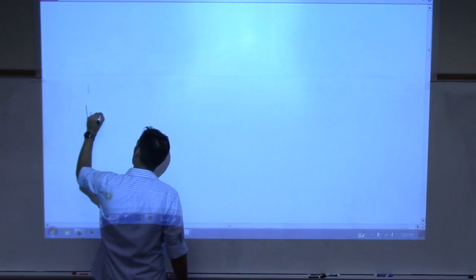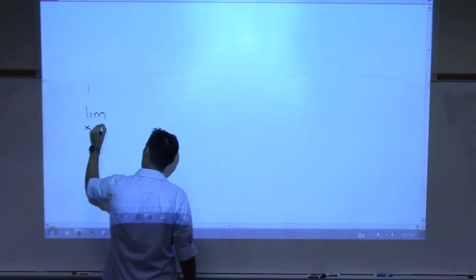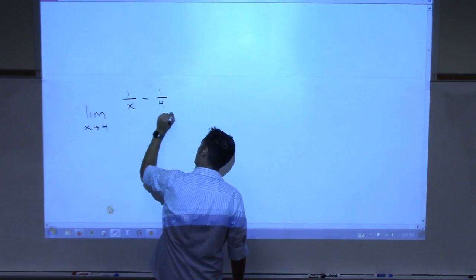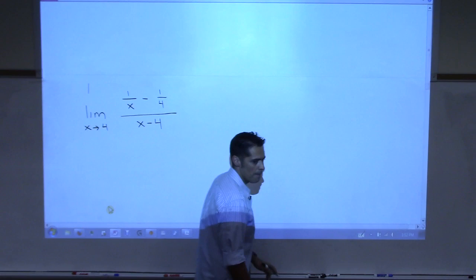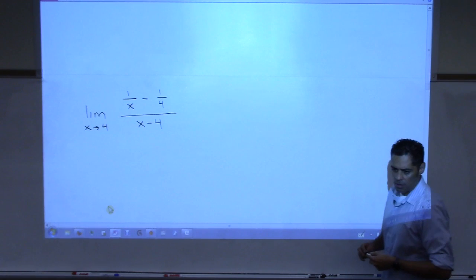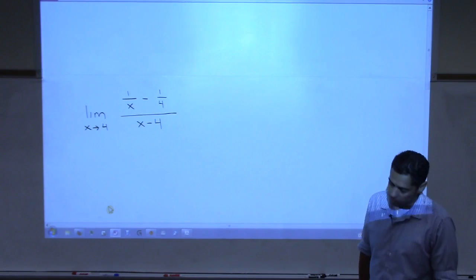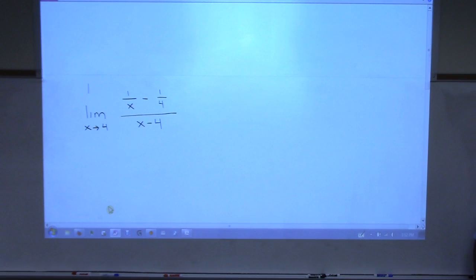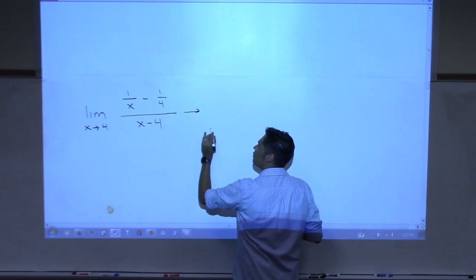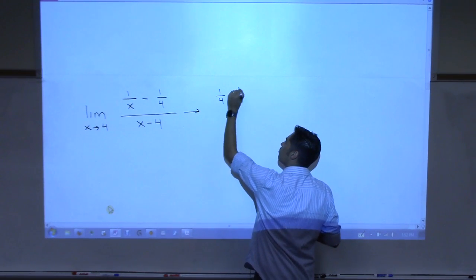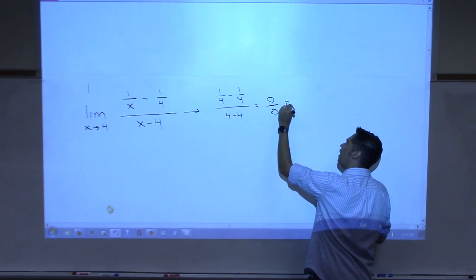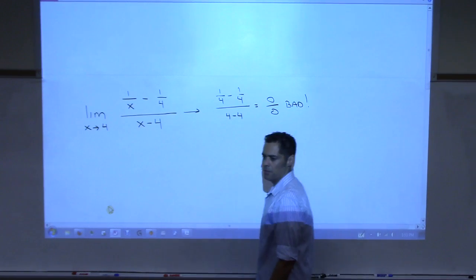Limit as x approaches 4 of (1/(x-1/4))/(x-4)... Now we're starting to turn it up a little bit. Check the form first. Make sure you have a problem. I do have 0/0: 1/4 minus 1/4 over (4-4). So 0/0 is bad. And now we have to do something.